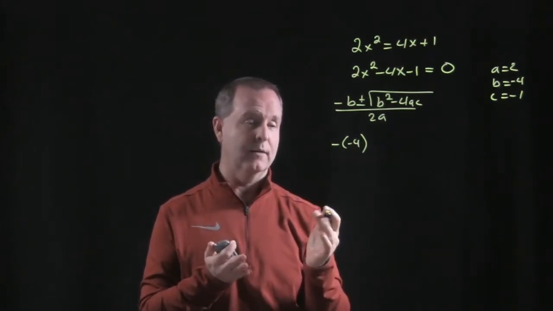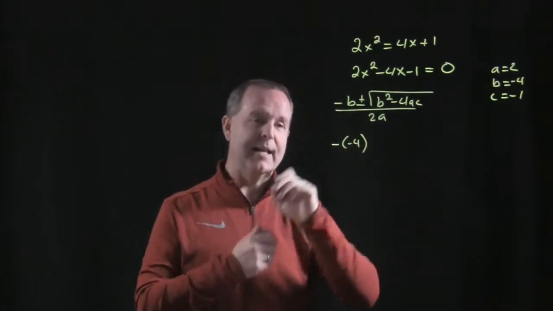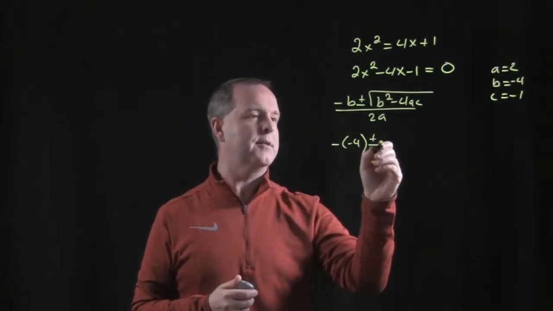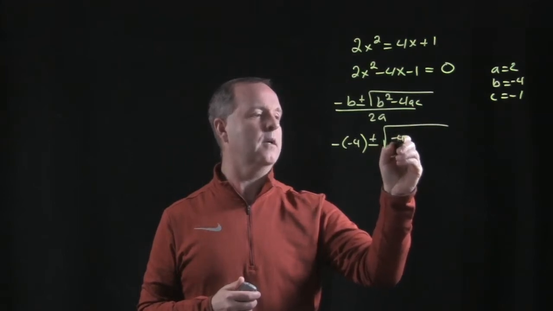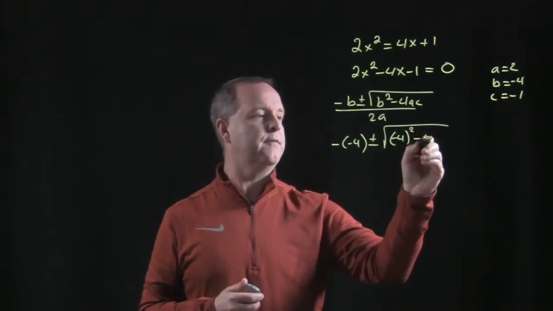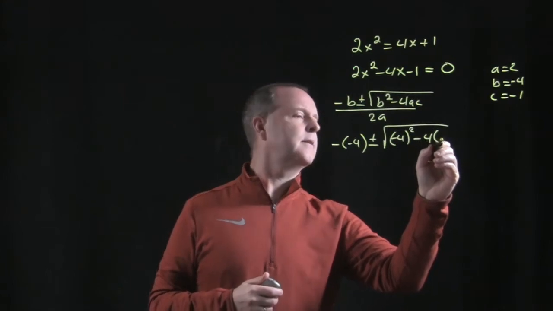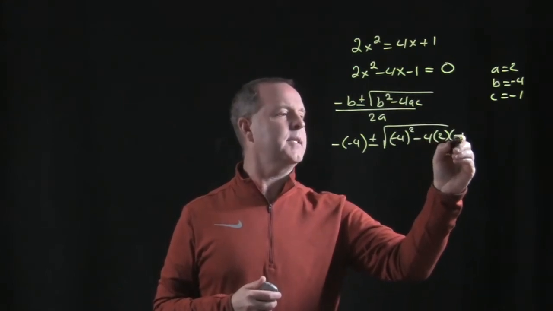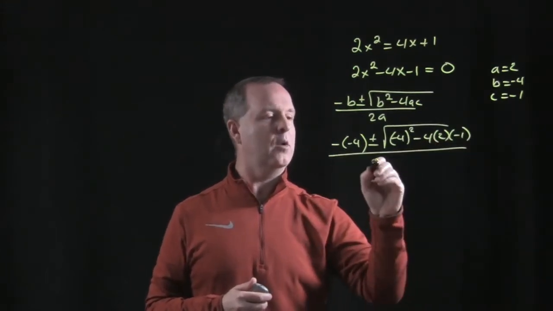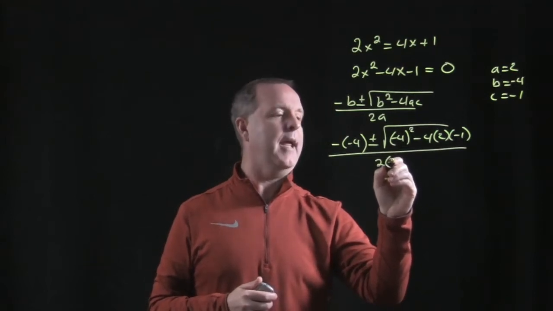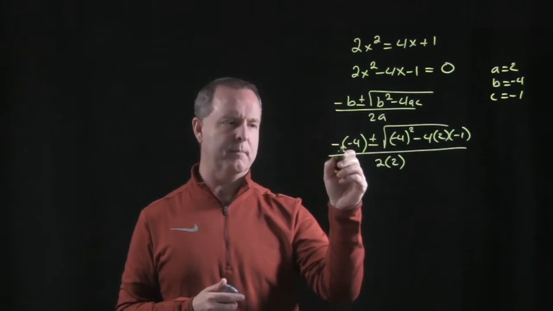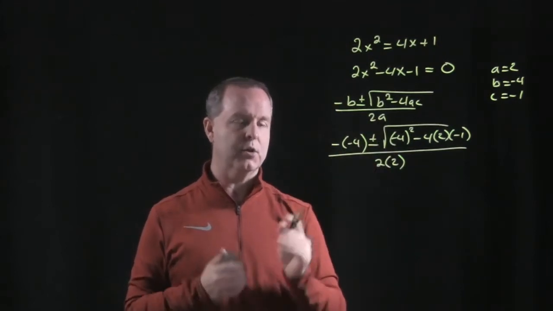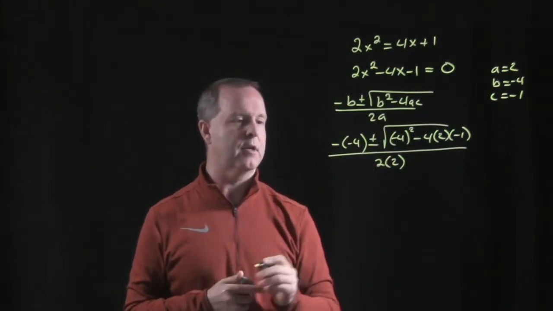Minus -4 plus or minus the square root of b, which is -4, squared, minus 4 times a times c, all over 2 times a. And I hope you find it helpful to put parentheses around those values so we keep track of the signs of each of the terms.